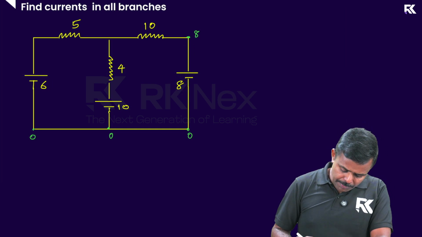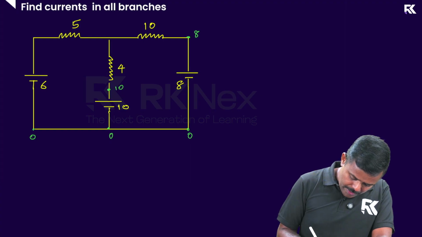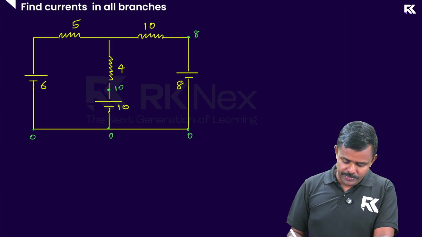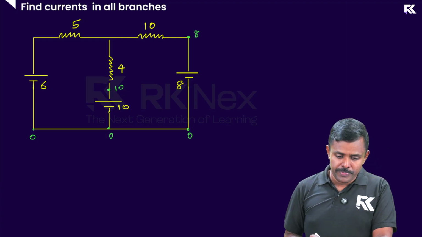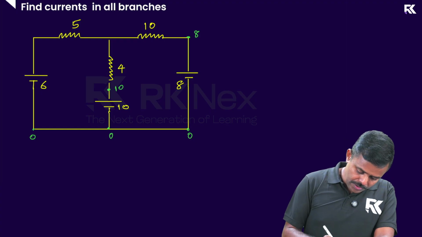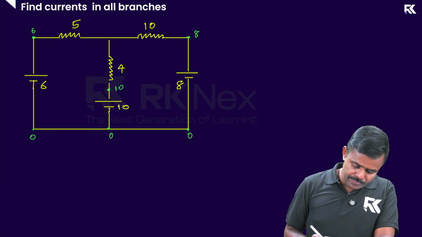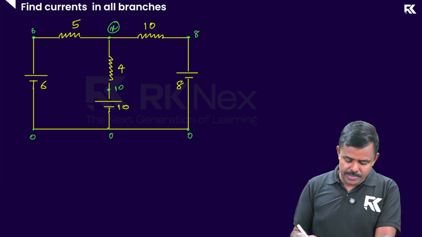For the second point, if I walk along this, again I encounter the negative of the cell, which means I have to raise the potential by that number. That's going to be 10 there, right? And for the third part, look at this, again the negative of the cell, which means the potential has to be increased by 6. So this point is going to be at 6. And for the common point, I call the potential X.